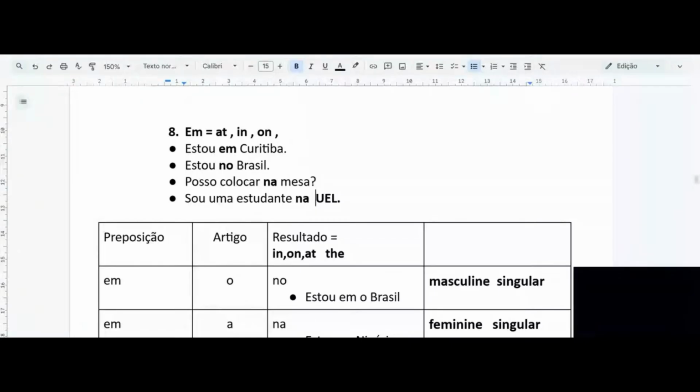UEL, Universidade Estadual de Londrina. Okay. So let's continue. You're welcome, Felix. Sou estudante na well. So I am a student at or in or on, which of them? This is how we got the nu, the na, nos, and the nas.